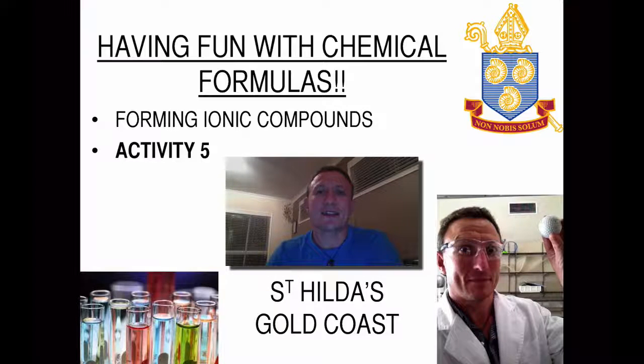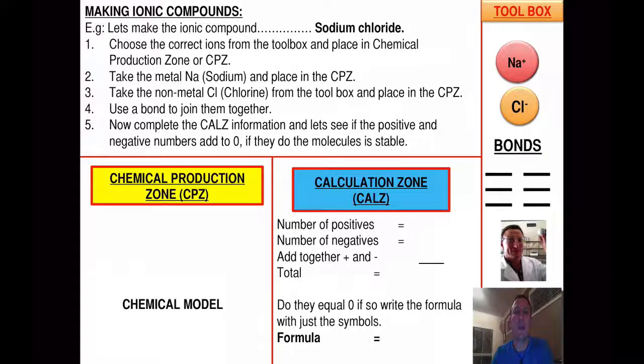Okay, let's get started. In this example, we're going to make the ionic compound sodium chloride. So the first thing we need to do is choose the ions from the toolbox on the right hand side. To make life easy, I've already put the 2 ions that we require. However, as you'll see further on, there will be a variety of ions, so you first need to choose the correct ions. In this case, I need the ion sodium, that's the metal, Na+. So copy and paste the sodium ion and place it in the chemical production zone, or the CPZ.